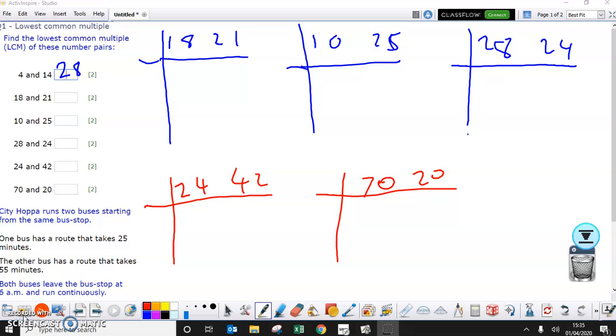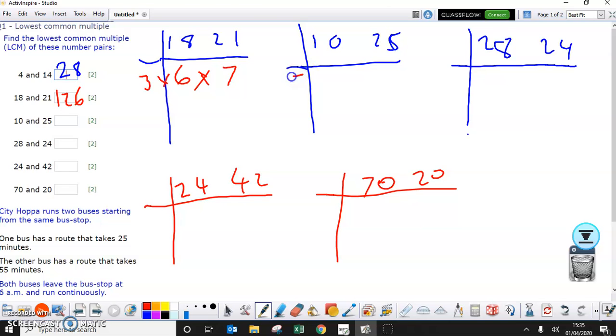Okay, welcome back. So, working through these, 18 and 21, I know 3 will go into each, so 3 goes in 6 times and 7 times. Nothing else will go into that, so I end up with 3 times 6 times 7. 6 times 7 is 42, and 42 times 3 is 126.